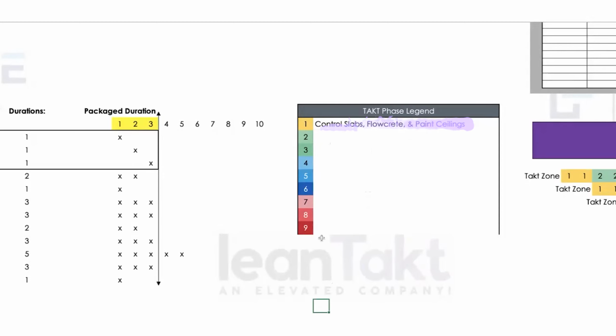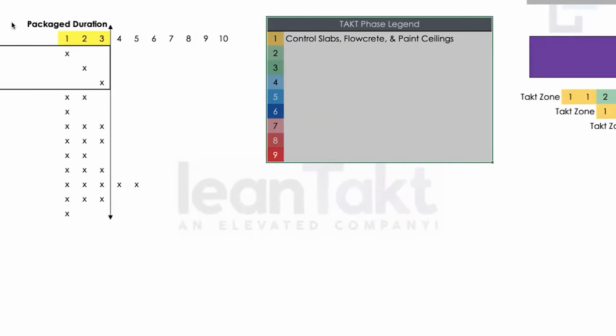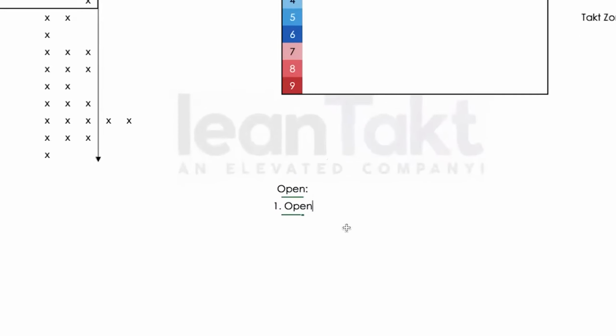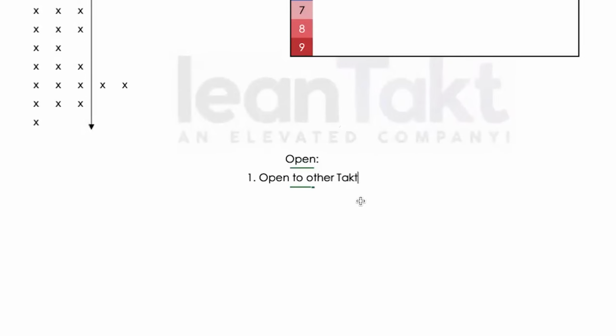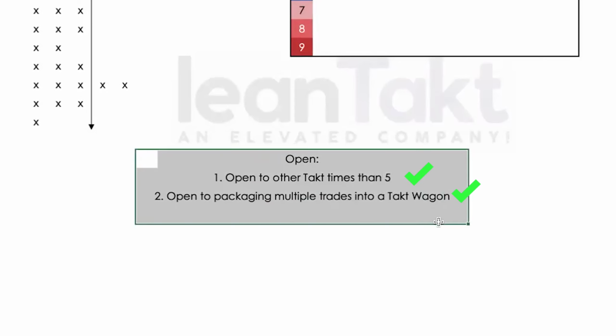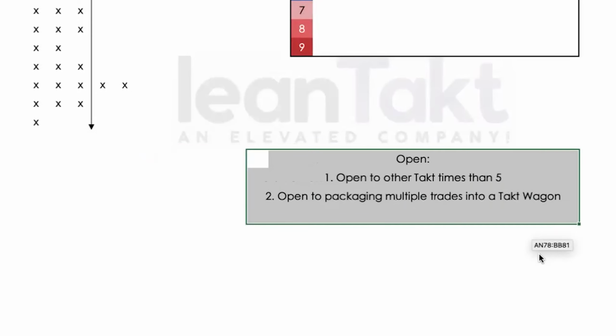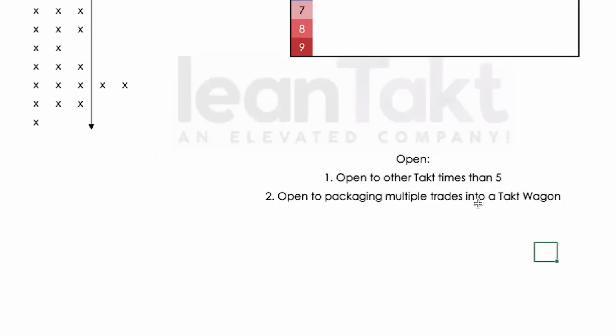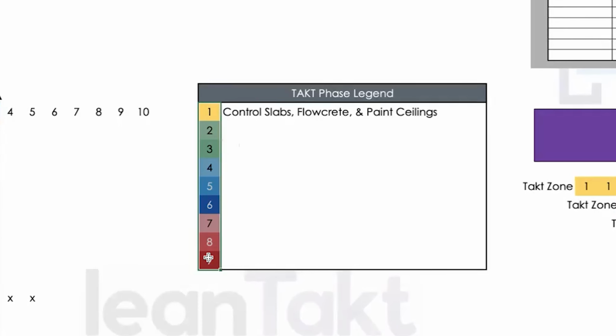Now, here's a couple things that I want to remind us of. In takt planning, we have to be open to a couple of different things, and I'm asking you to be open to this. Number 1 is be open to other takt times than 5 days. Number 2, be open to packaging multiple trades into a takt wagon. Okay? I'm wanting you to be open to those things. Typically, people doing takt planning think it's automatically within a 5-day takt time. They think every one of these takt wagons has to be a single scope.